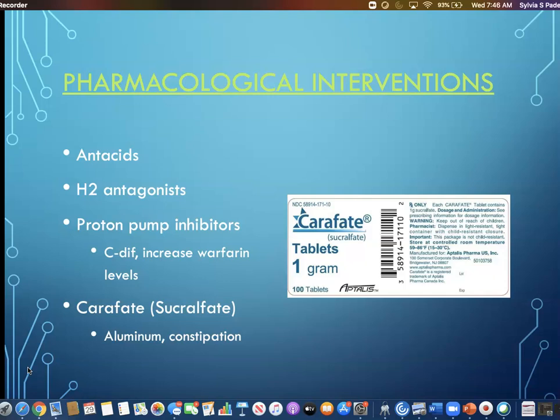One of the ways that this is managed is a 24-hour ambulatory esophageal pH monitoring, which basically records the pH of the stomach through a catheter that is placed in the nose and terminating at the distal esophagus.